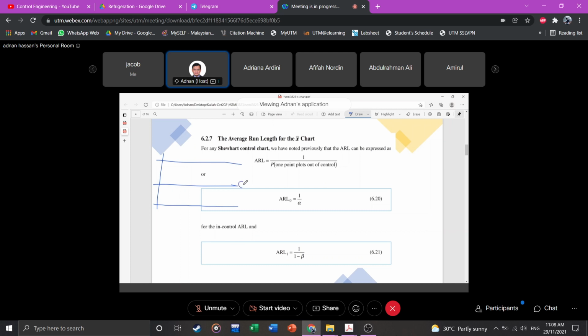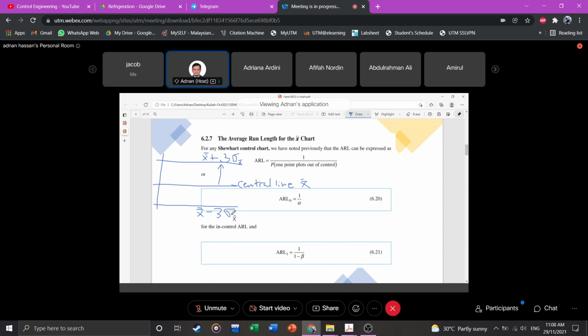You have central line. For X bar chart, it will be X double bar. So on this side, you're going to have X double bar, which is center line. Meaning that the upper limit will be X double bar plus 3 sigma. For X double bar, this sigma is going to be sigma X bar. On the bottom part, it is X double bar minus 3 sigma X bar.